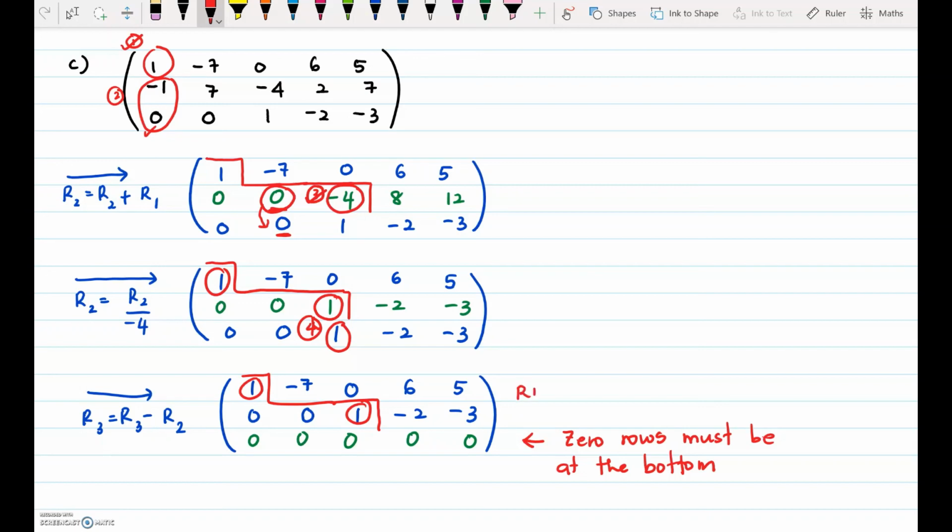So this is your REF, and above your leading one must also be 0. So let's look here. Below the leading one is 0. This one is 0. Above your leading one is also 0. So we can say that it is an RREF. Okay? Alright, thank you.